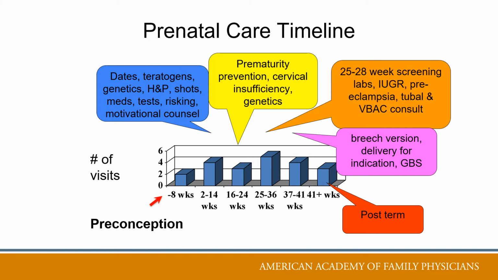A little bit later on in the third trimester, we think about breech. We need to think about C-sections and if those are indicated for patients, and then we need to think about GBS screening. Finally, as we approach 41 weeks, we need to think about the post-term time frame and when we may want to recommend an induction of labor, if not prior to 41 weeks.